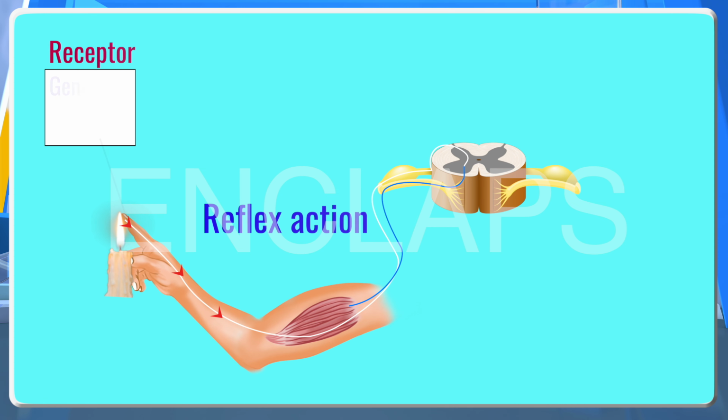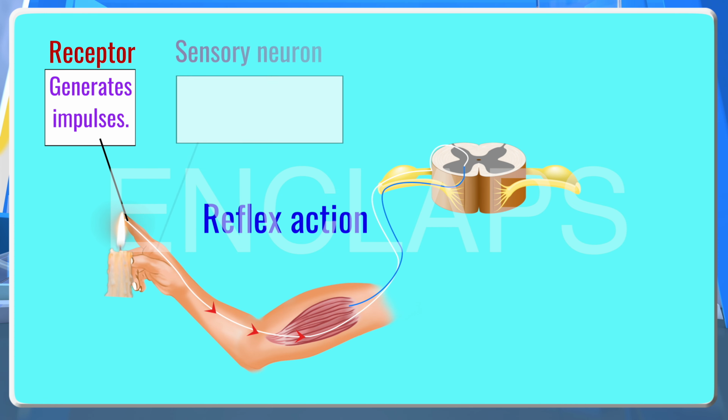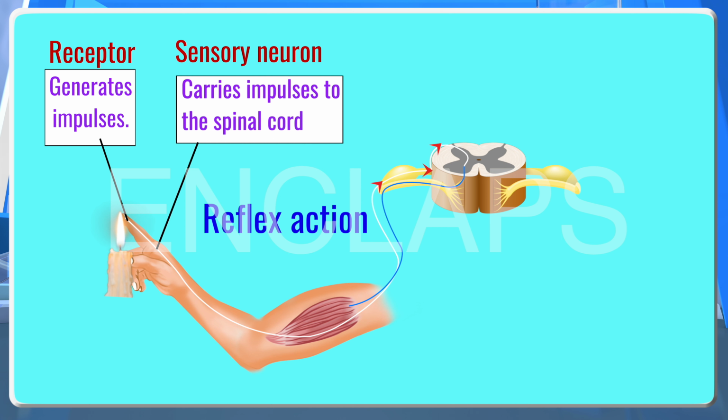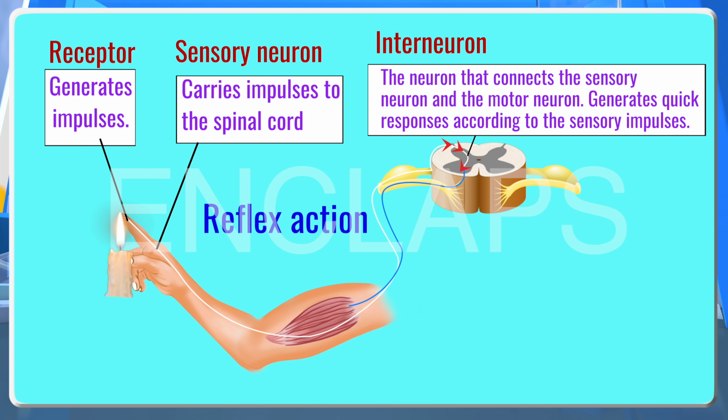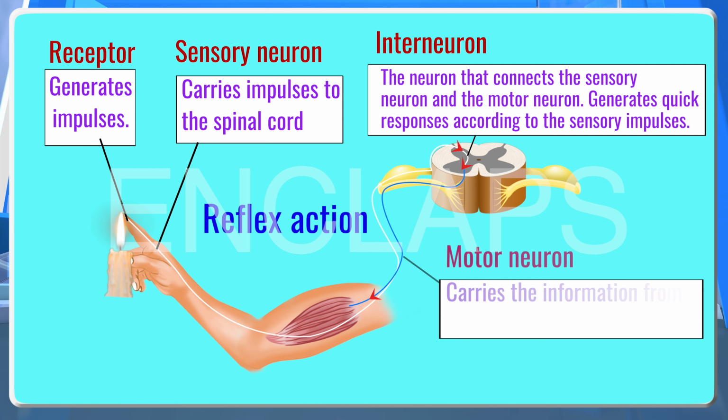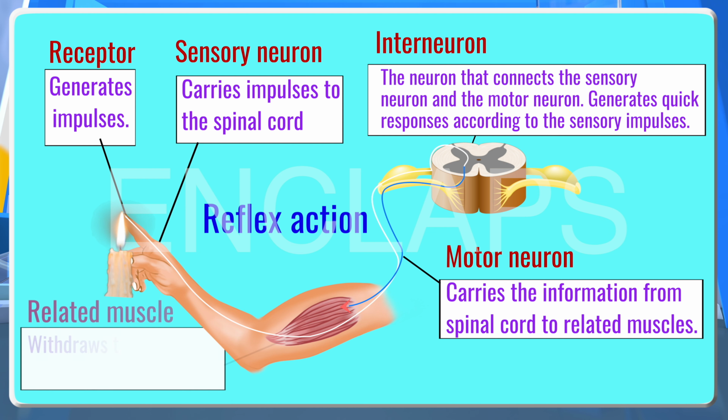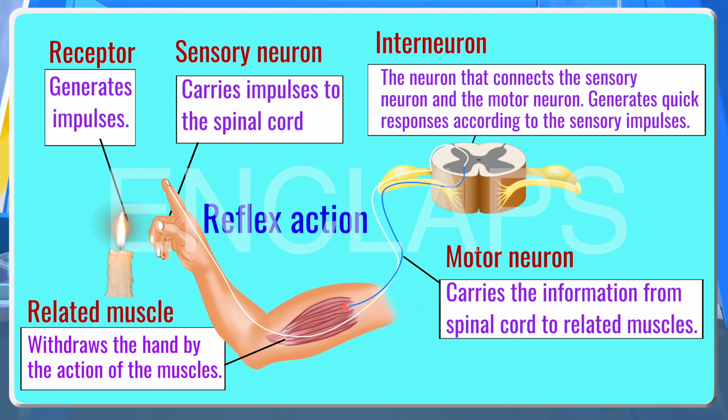Receptor generates impulses. Sensory neuron carries impulses to the spinal cord. Interneuron, the neuron that connects the sensory neuron and the motor neuron, generates quick responses according to the sensory impulses. Motor neuron carries the information from the spinal cord to the related muscles. Related muscles withdraw the hand by the action of the muscles.